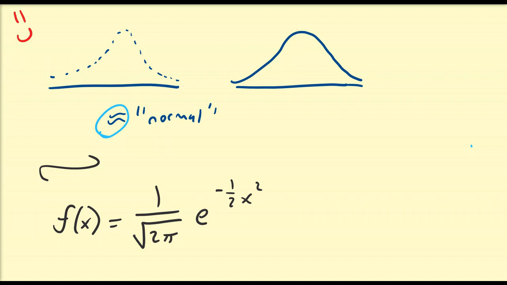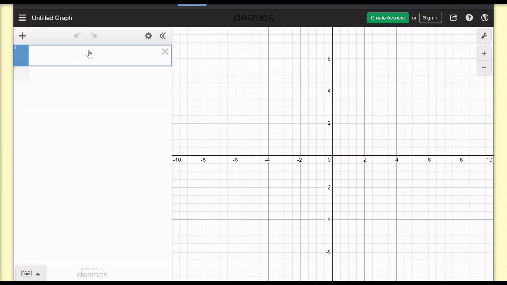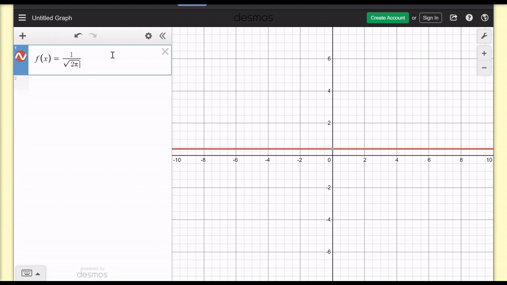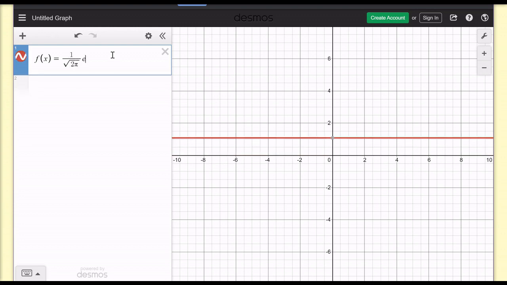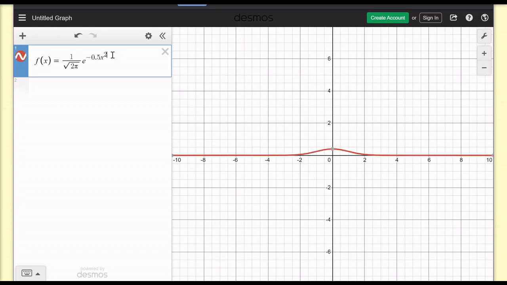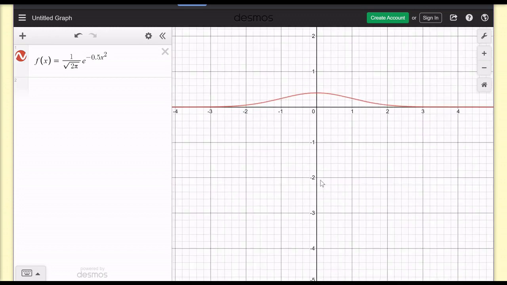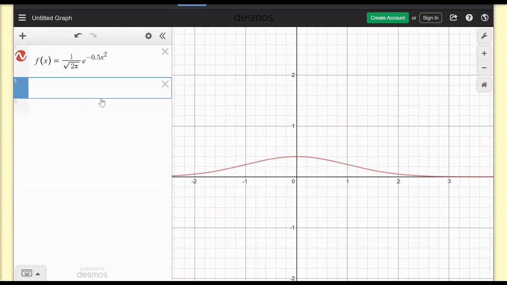So let's use some software to approximate the areas under this curve. For the normal distribution, we're going to use Desmos to do all these approximations. So let's consider f of x equal to our PDF, 1 divided by the square root of 2 pi times e to the minus 1/2 x squared. So this is our normal distribution. Let's find the integral from minus 1 to 1 of f of x dx.